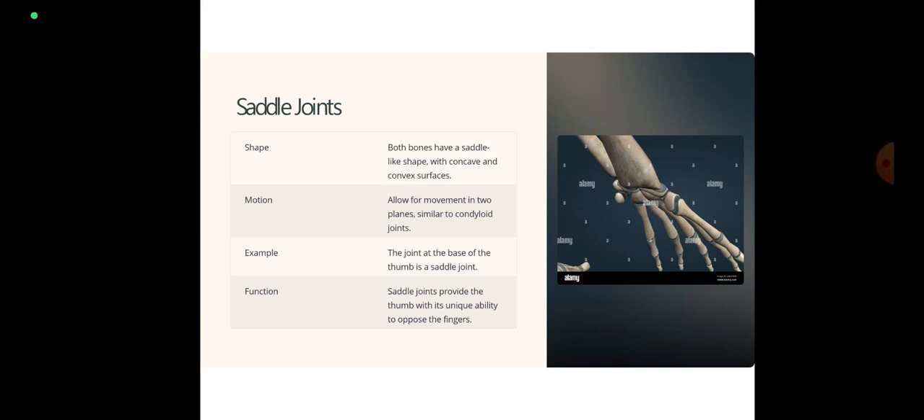Example: the joint at the base of the thumb is a saddle joint. Function of the saddle joint: the saddle joint provides the thumb with its unique ability to oppose the fingers.